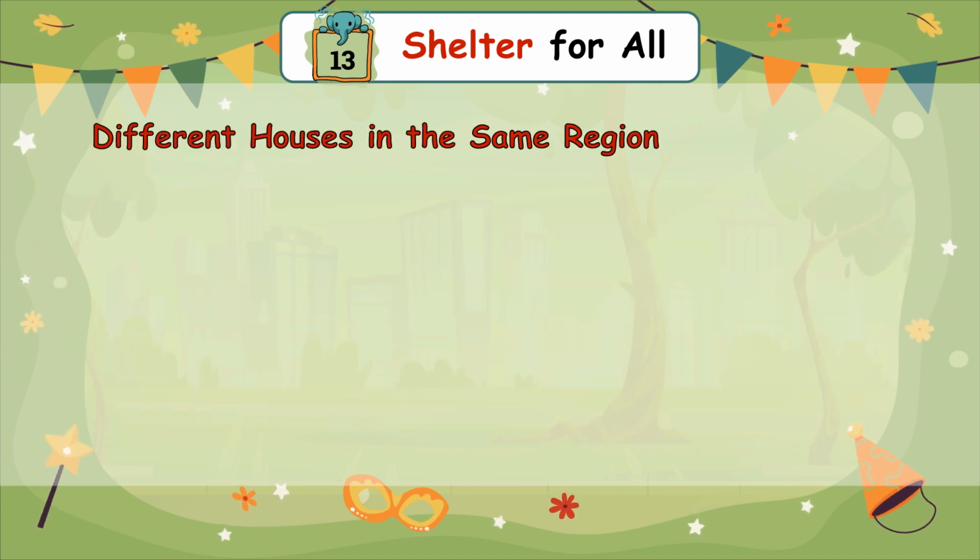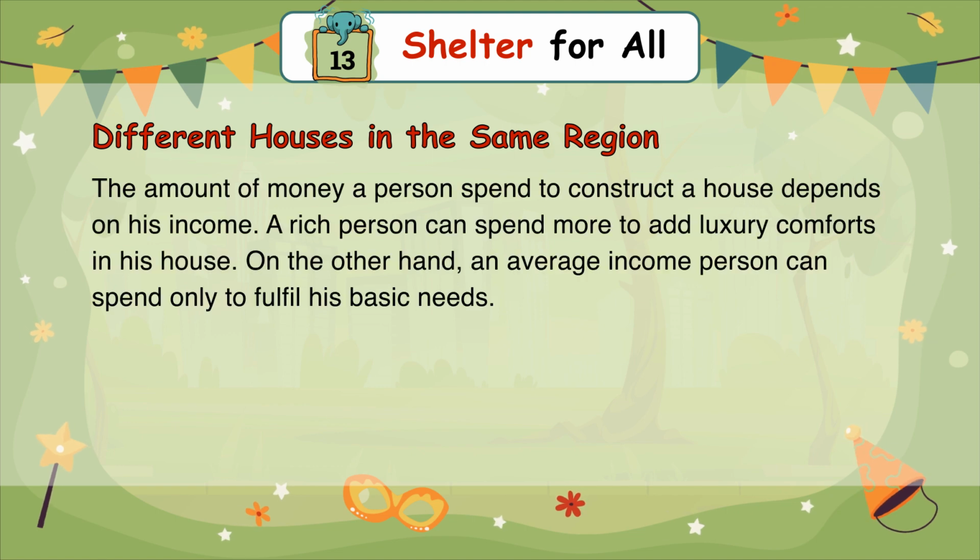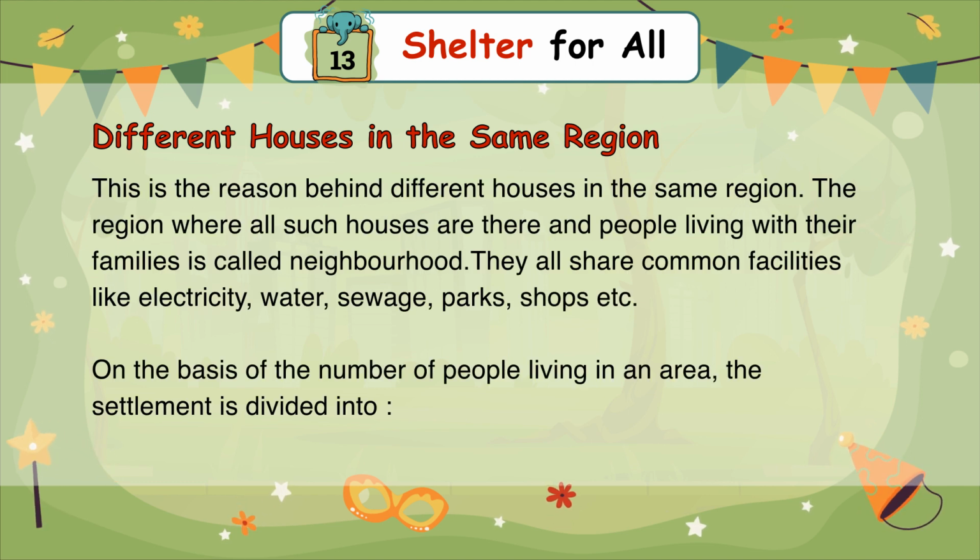Different houses in the same region. The amount of money a person spends to construct a house depends on his income. A rich person can spend more to add luxury and comforts in his house. On the other hand, an average income person can spend only to fulfill his basic needs. This is the reason behind different houses in the same region.